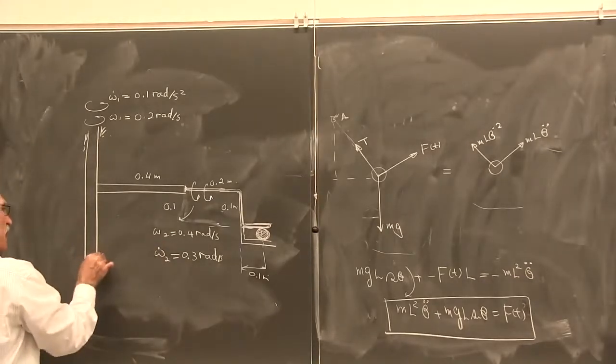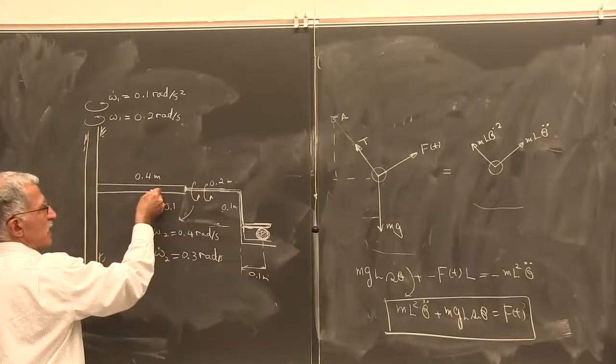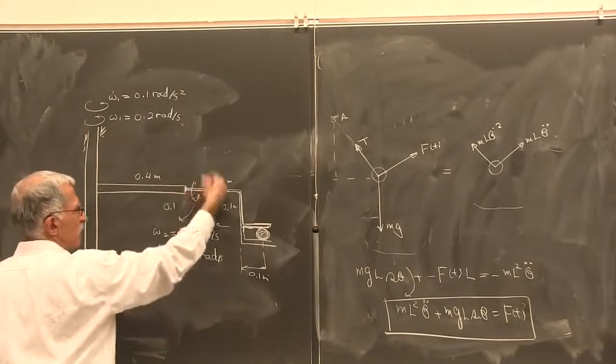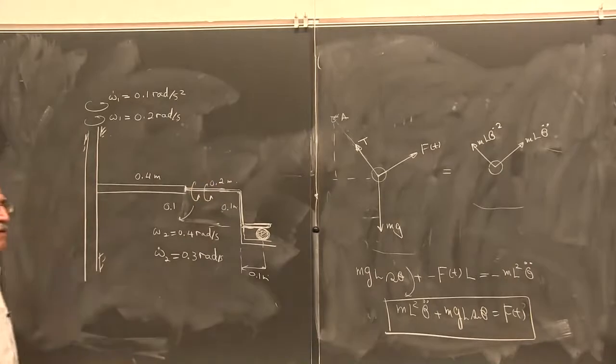So this is rotating relative to this. This is relative. Relative to this arm is rotating. It's very hard to say relative to the ground because then you have to know what angle you are talking about. So it's very hard to get.